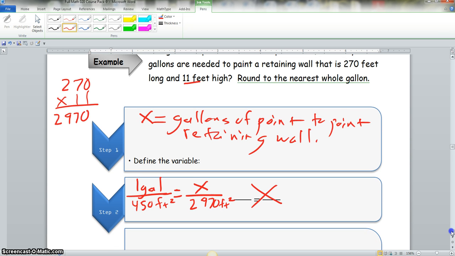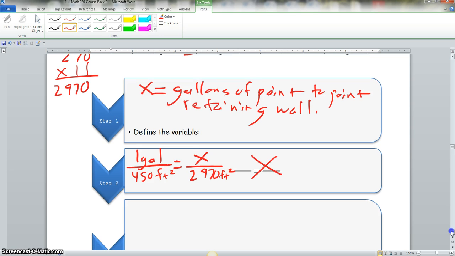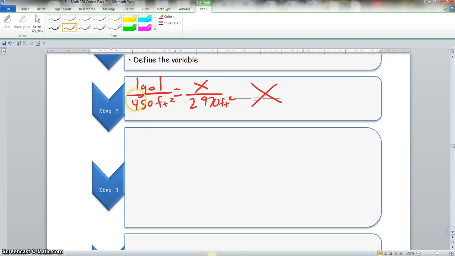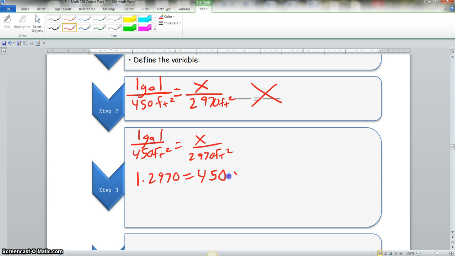So now we cross multiply. Well, let me scroll back down here. So we will have 1 gallon over 450 square feet is equal to x over 2,970 square feet. Cross multiply, we have 1 times 2,970 and 450 times x. So it'd be 2,970 is equal to 450x.